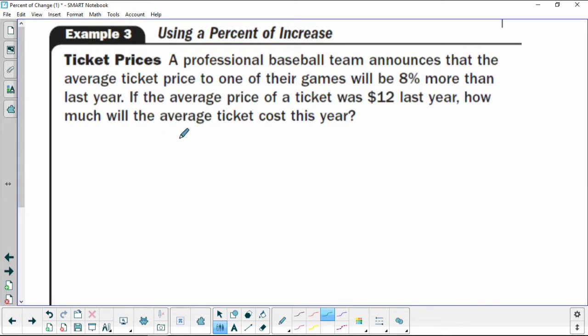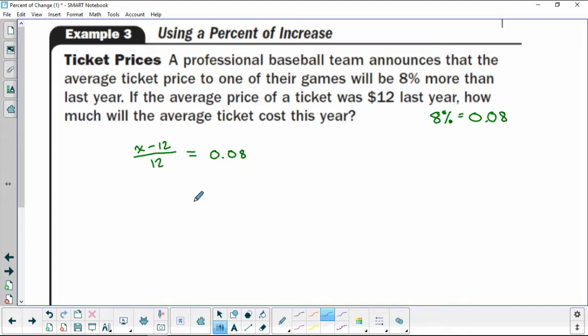So, we can use this percent of increase here. It says that a professional baseball team announces that the average ticket price will be 8% more than last year. If the average ticket price was $12 last year, how much will the average ticket cost this year? We're going to set a proportion. We know it's going to be 8%, which is 0.08. Just to make things easier, I'm doing that. And then we know that last year it was $12. It's an increase, so whatever the new price is minus 12 will be the difference.